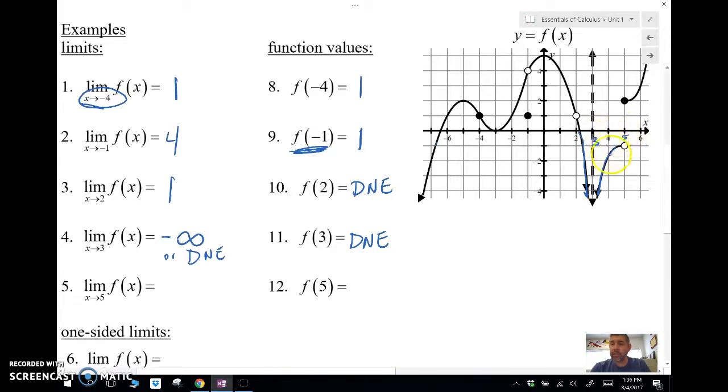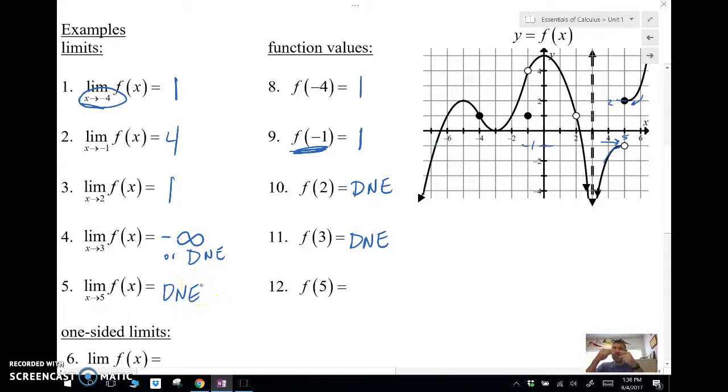As x approaches 5, as x gets closer to 5 this way, the y value looks like it's getting closer to negative 1. But as I approach 5 this way, the y value gets closer to 2. So I've got a problem here in that it doesn't really approach a single y value. If it goes to two different ones, we're going to say that this limit does not exist.